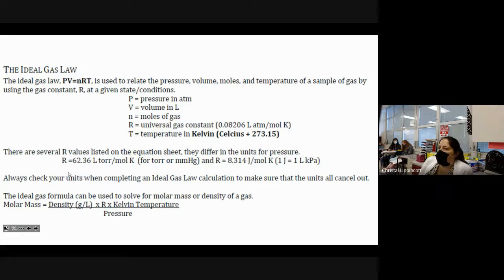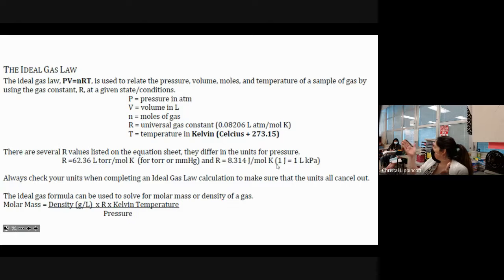All right. The R values on your test are as follows. You get three of them. One of them is for torr, so you would have to have your pressure units in torr. That is the same as millimeters of mercury. You need to know that. And then they also have it when they are in kilopascals here. And then they have the one on there, right here, for atm. So these are the three R values that appear on the exam for you.